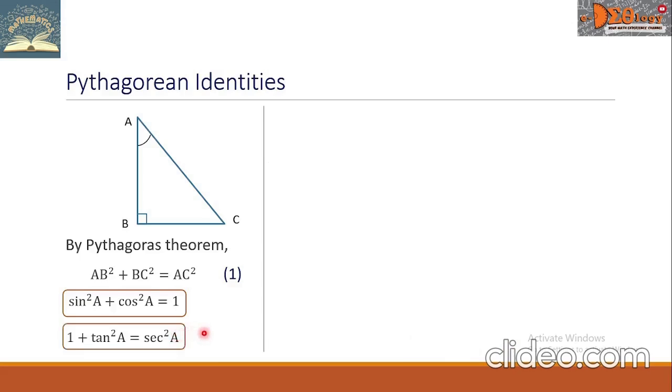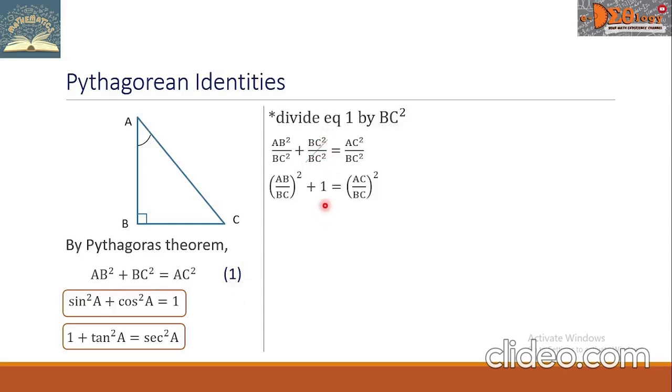Now let us derive the third Pythagorean identity. Let us divide equation 1 by the square of the side BC. So equation 1 becomes like this. Then let us simplify. The second fraction here will cancel out into 1. The first fraction is now the square of AB over BC equals the square of AC over BC. In reference to angle A, AB over BC is adjacent over opposite. This AC over BC is hypotenuse over opposite.